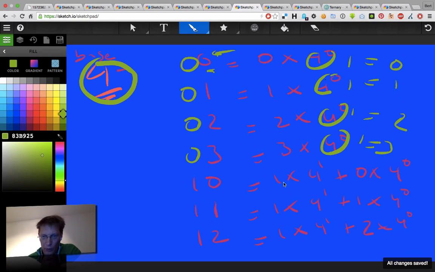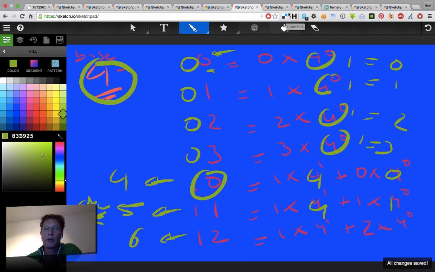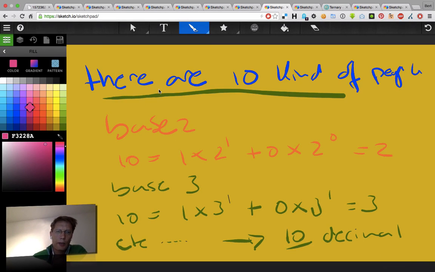But 1, 0 is 1 times 4 to the power of 1, equaling 4, plus 0. So this would be, in our system, 4. So 1, 0 in our decimal system would be 4. And 1, 1 is 1 times 4 to the power of 1, equaling 4, and 1 times 4 to the power of 0, equaling 1. So in our system, this would be 5 in the decimal system. And the same goes for this, which will be 6.